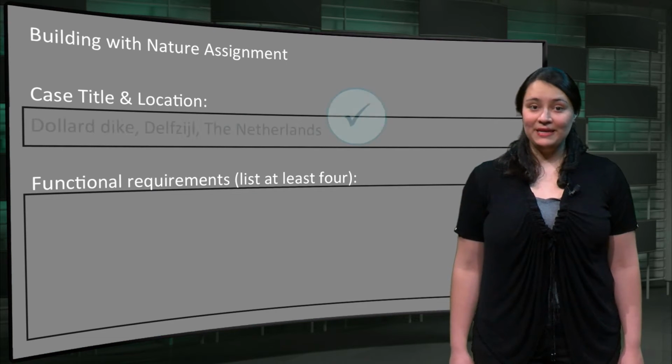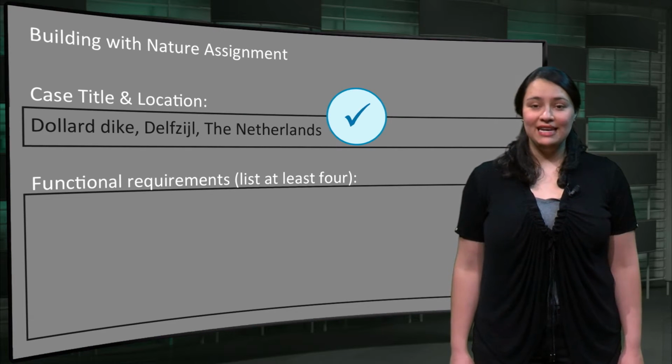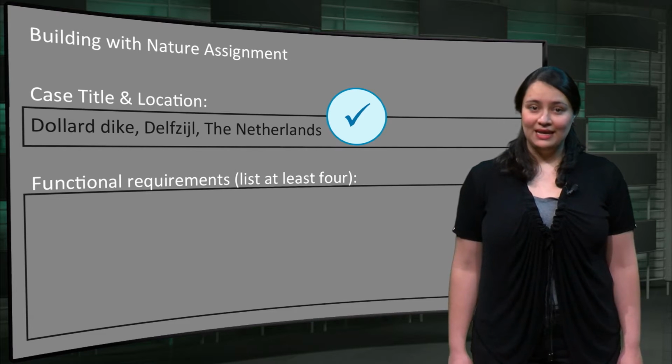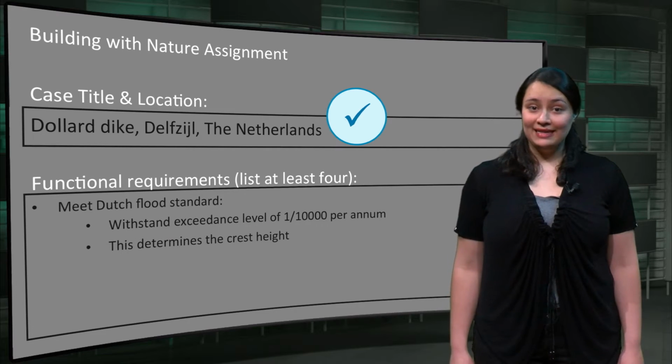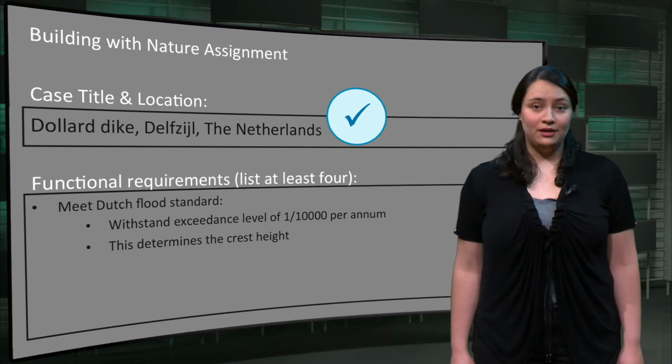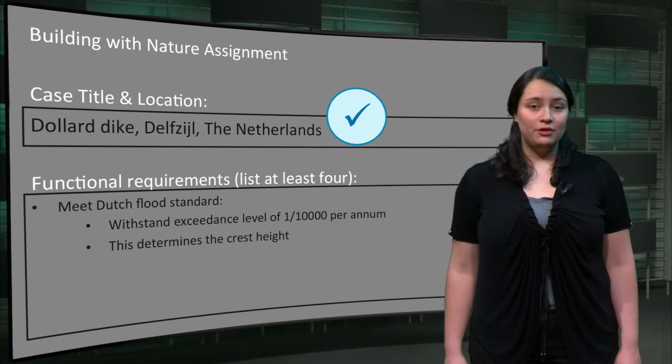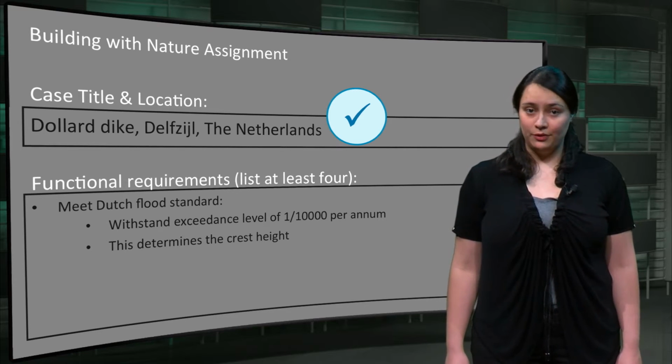We will start by checking that the assignment includes the case title and location. Next, we will check that at least 4 functional requirements are included. In this case, they include being able to withstand a storm surge with an exceedance level of 1 in 10,000 per annum, which determines the height of the crest.